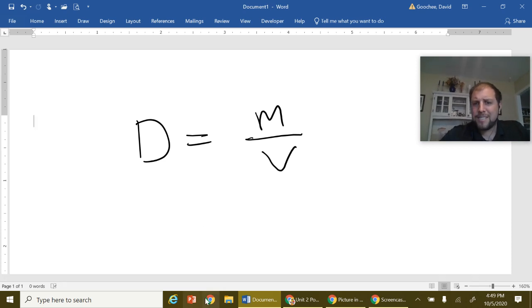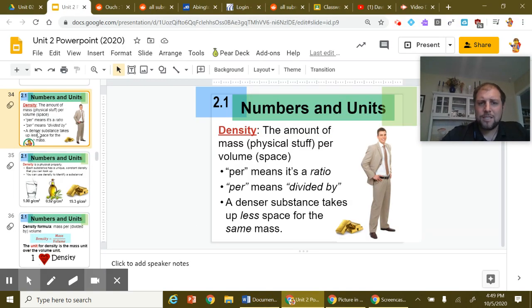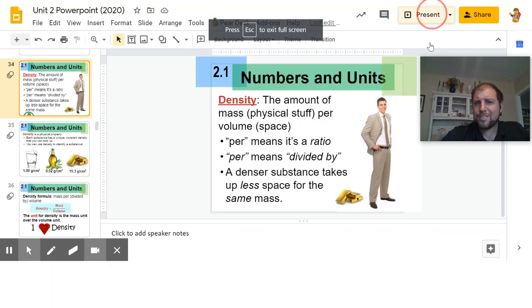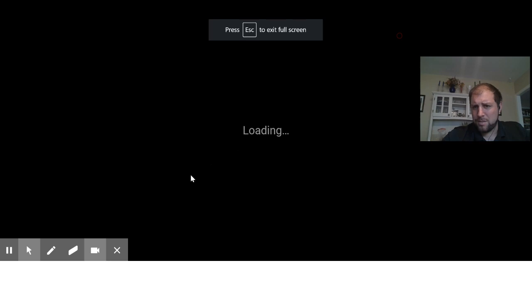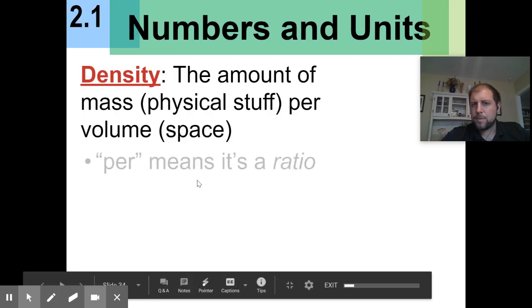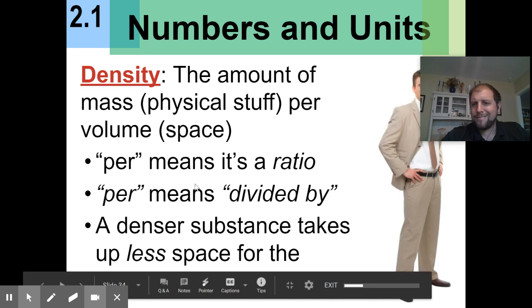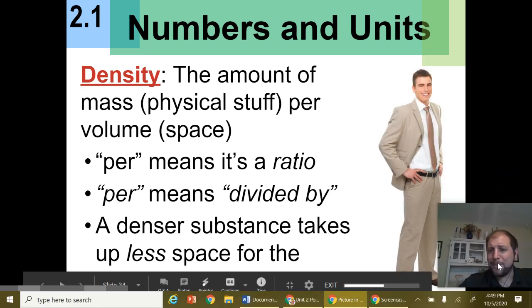So let's think about dense things. Gold is a dense thing. Gold is extremely dense, one of the densest substances that we know of. Gold has a density of 19.2 grams per cubic centimeter. That's about 20 times as dense as you or me.